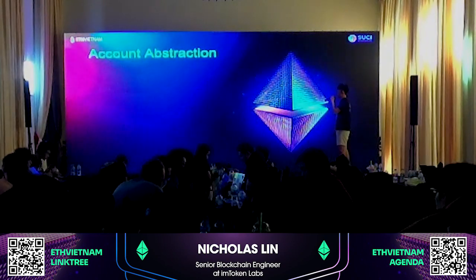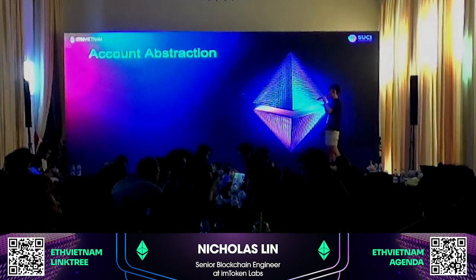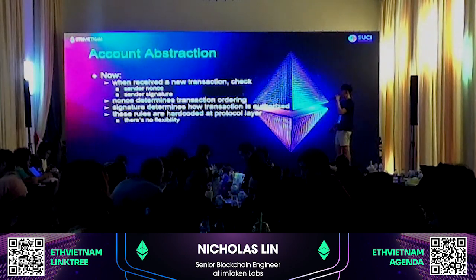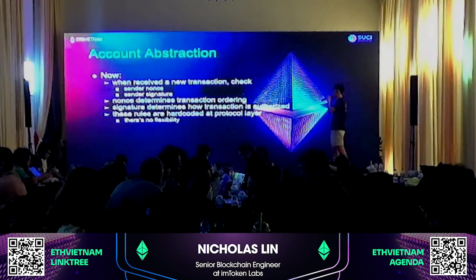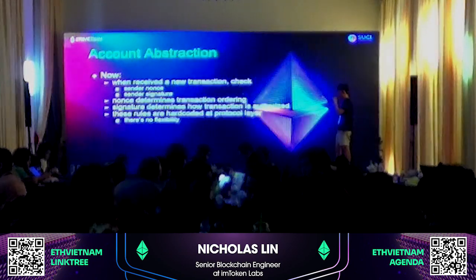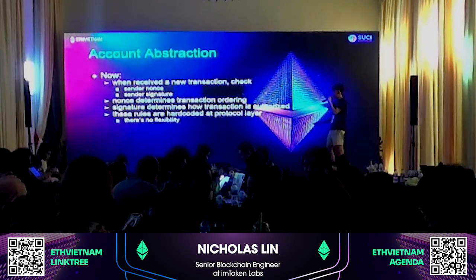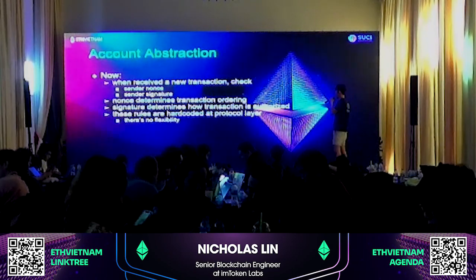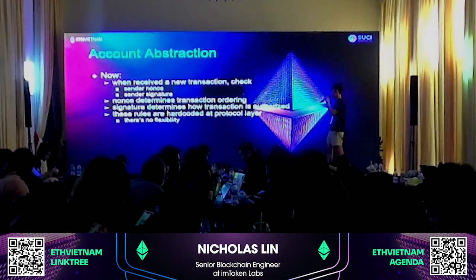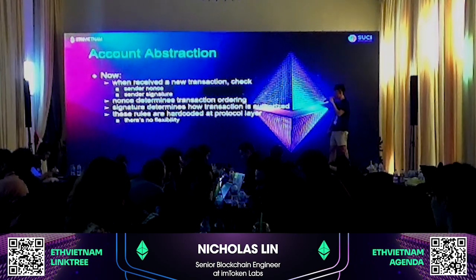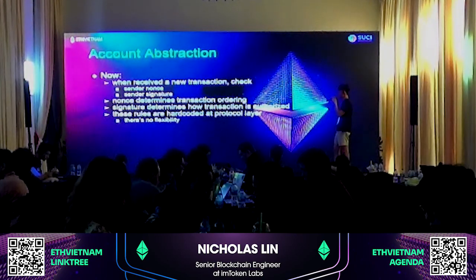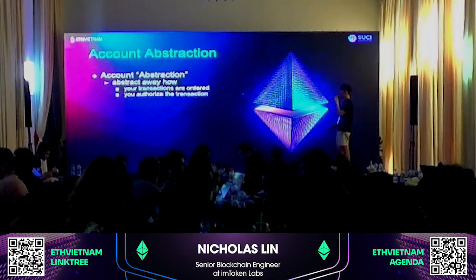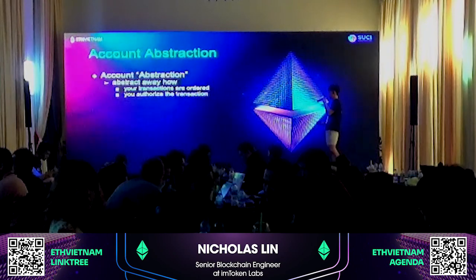Okay, so the next topic is account abstraction. Right now, when a node receives a new transaction, it will check the sender nonce and the sender signature. The nonce is used to determine the transaction ordering, and the signature determines how the transaction is authorized. These rules are hard-coded at the protocol layer at the moment, so there is actually no flexibility. And that's the problem. So what account abstraction does is abstract away how your transactions are ordered and also how you authorize the transaction.